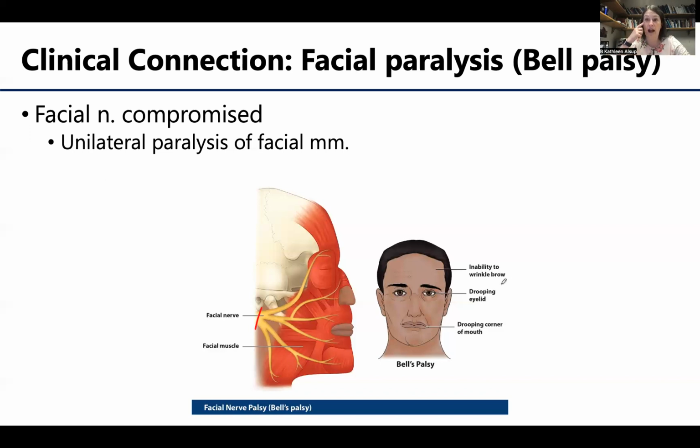So there'd be a drooping eyelid. You wouldn't be able to wrinkle the brow or raise the brow. Importantly, there'd be a drooping of the corner of the mouth, and things would get stuck. Food, say, would get stuck in the oral vestibule in this region. Sometimes individuals with Bell's palsy have to pull out food from the oral vestibule region.